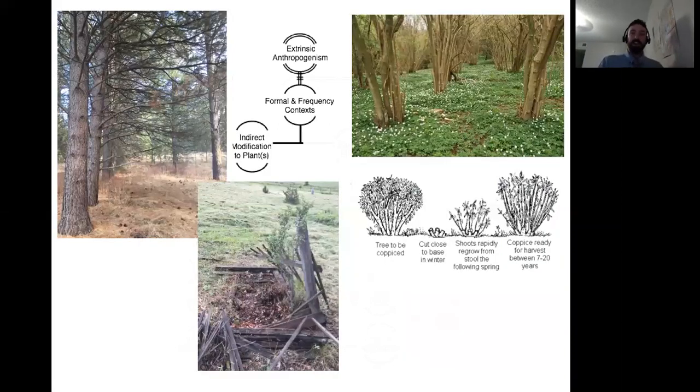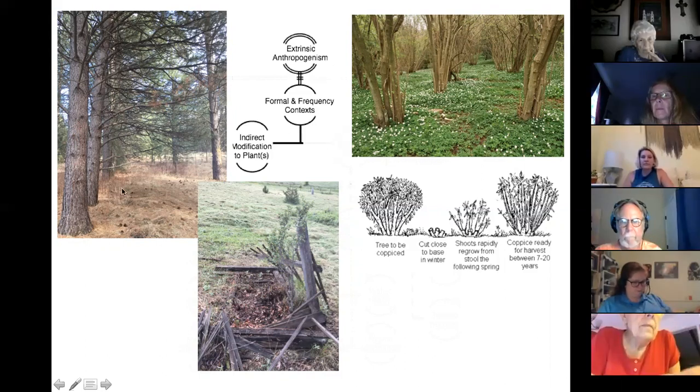Another category worth looking for is the formal and frequency context. I kind of combine them together, and the one I'm showing here is examples of indirect modification of plants. This is one of the least studied areas in surface vegetation and archaeological context, which I think is some of the coolest, because I love trying to read the unseen human hand at work in the environment. Here's an example of a tree plantation and also a road on the upper left corner with some ponderosa pines.